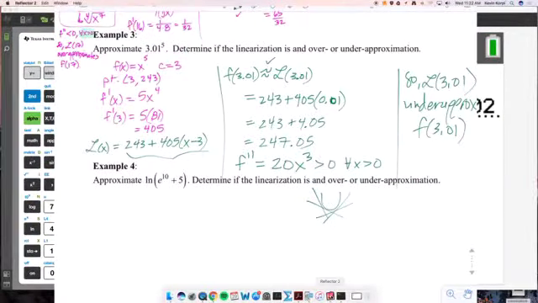All right, any questions on example 3? Yes? No? No, no questions.